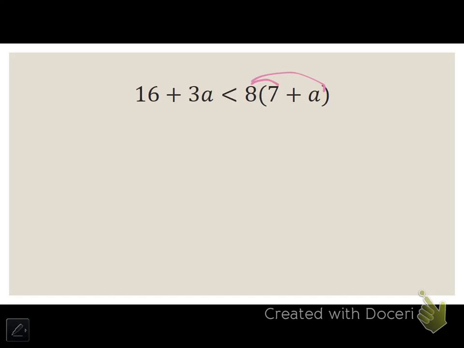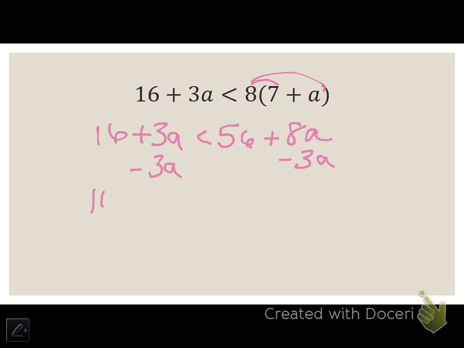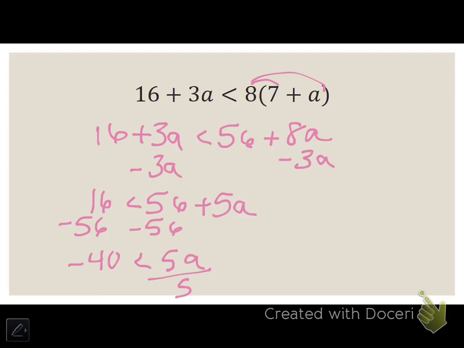Okay, got to distribute again. So we get 56 plus 8a. Let's subtract 3a from both sides. Subtract 56 from both sides, so we get negative 40 is less than 5a. Divide by 5. So negative 8. Okay, we have to make sure our a is first, so since it's eating the a, we keep eating the a.